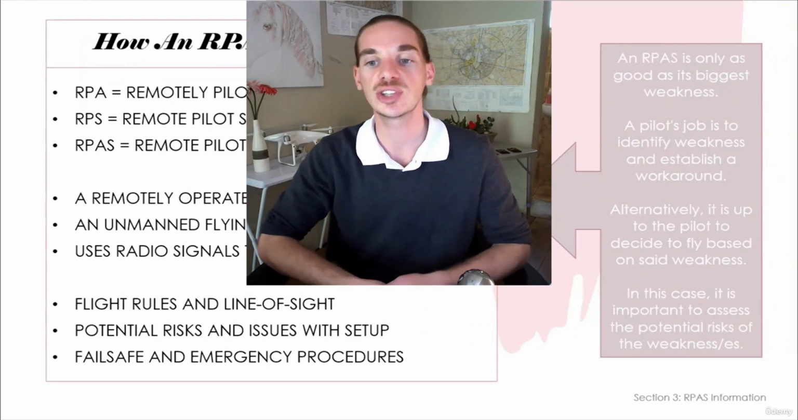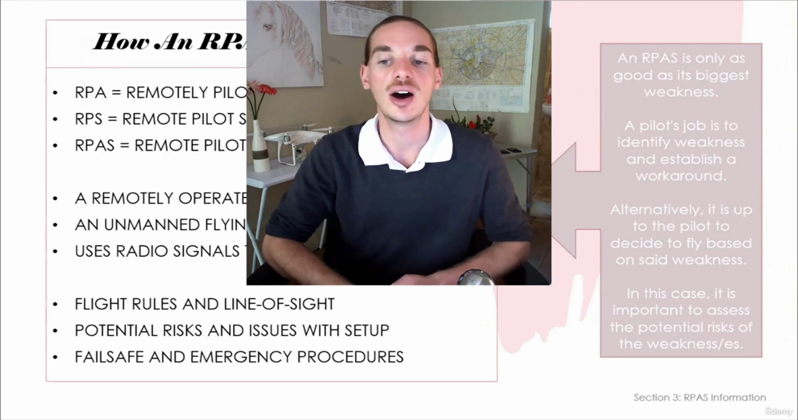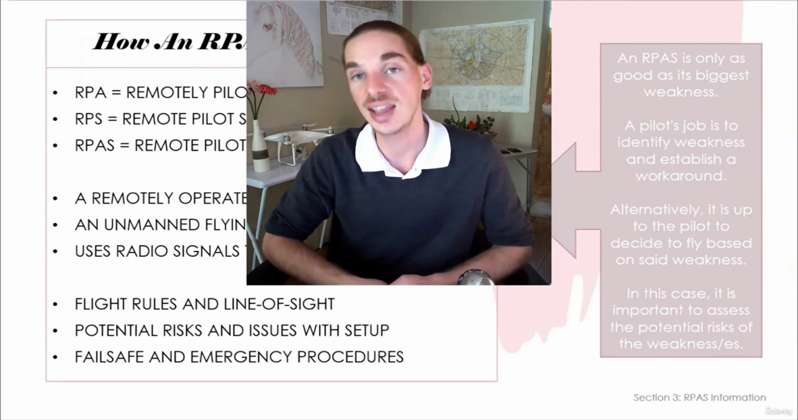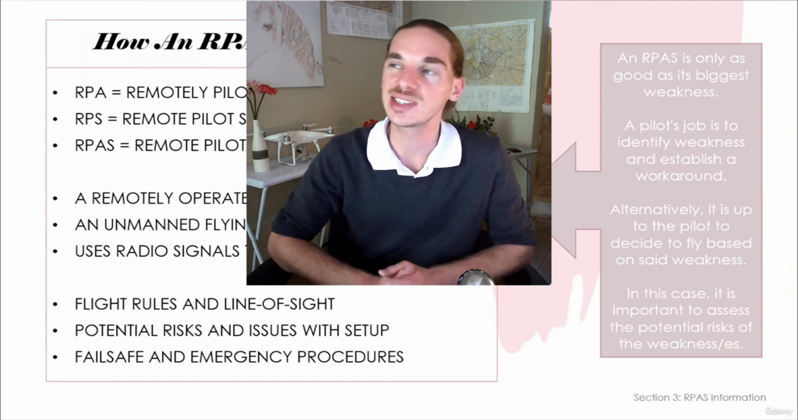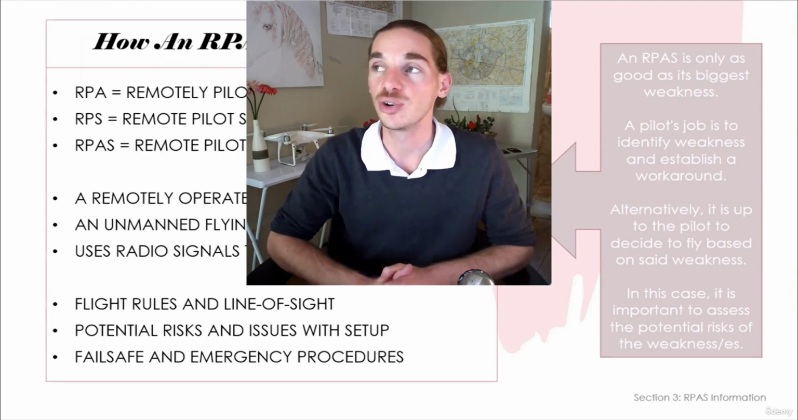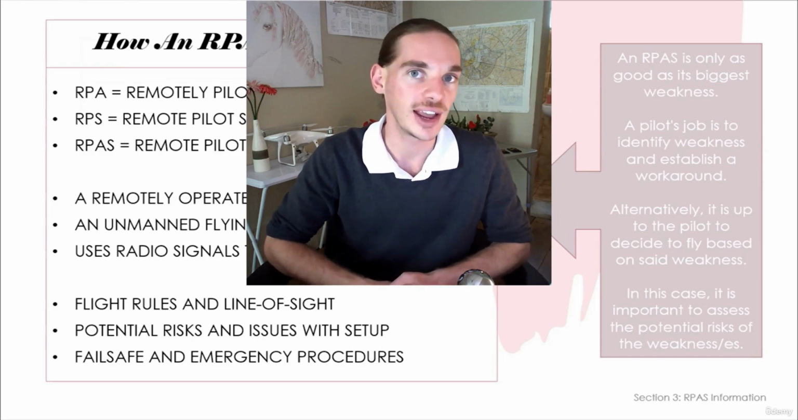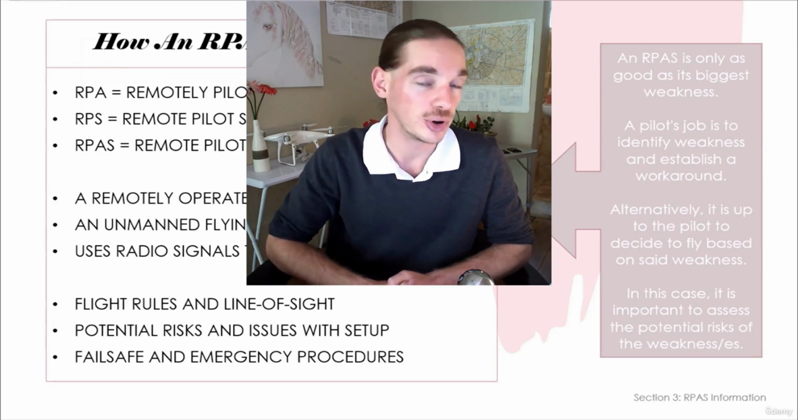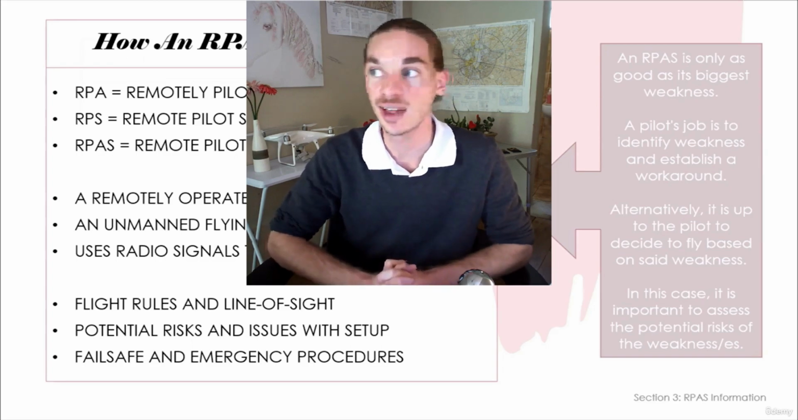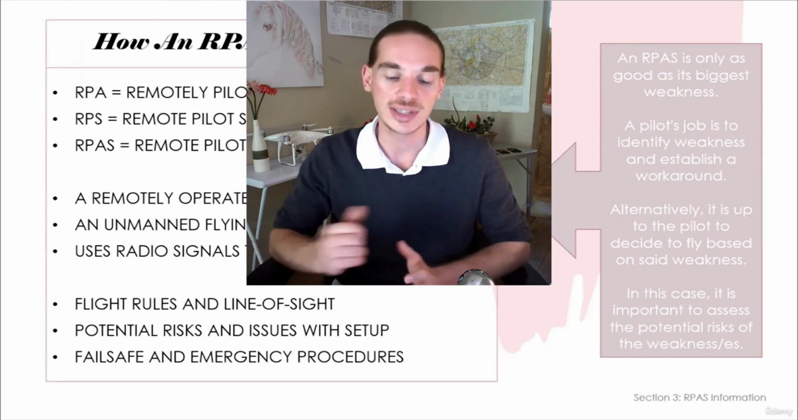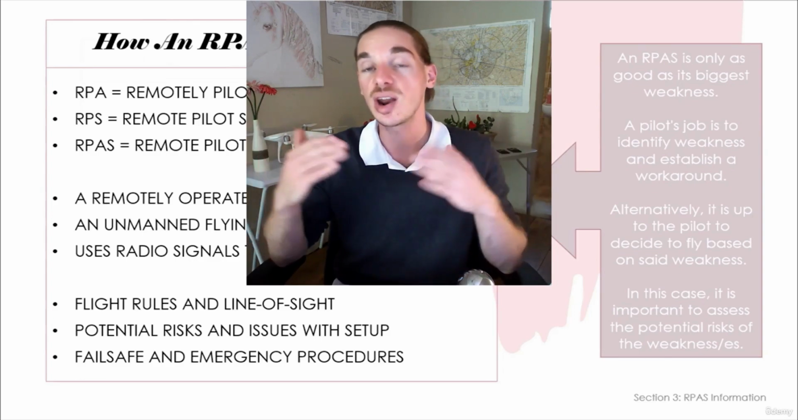In this case, it is important to assess the potential risks of the weaknesses. So in that instance, you would then say, well, what are the risks? If I fly too far away, my drone might disconnect. I might even have a flyaway. And a flyaway is an emergency situation. All right. So how do I prevent that? Well, as the pilot flying in this situation, I can mitigate that risk maybe by making sure I fly close to me.